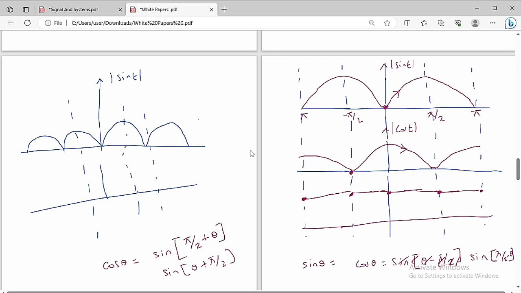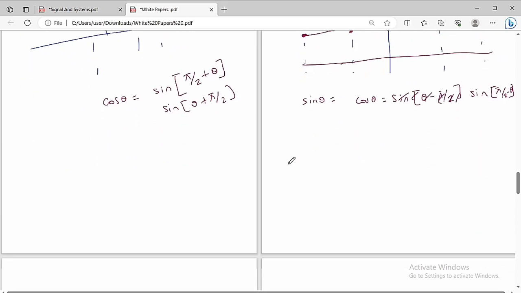So mod of sin plus mod of cos is always equal to 1. So this one you always have to keep in mind. So mod of sin plus mod of cos is always equal to 1. Because you know the table. So you know the table, right? So what is the table you know?